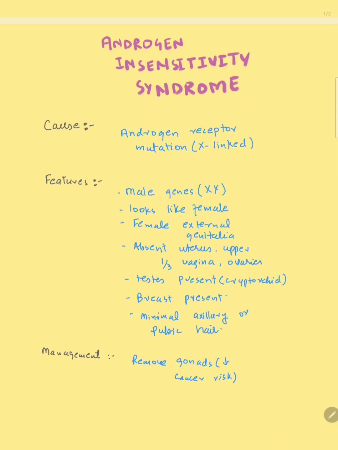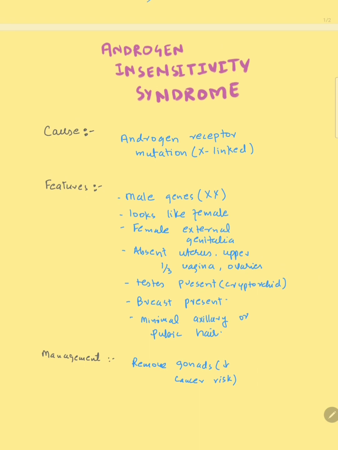So now let's recap here. What is the cause of androgen insensitivity? It's a mutation in the androgen receptor, and it is X-linked, so the androgens do not work. The genotype will be male, so if you do a karyotype, it will be XY, and then it will look like a female. It will be female phenotypically. There will be female external genitalia, like we talked about, and there will be breast development. So all those features will be present.